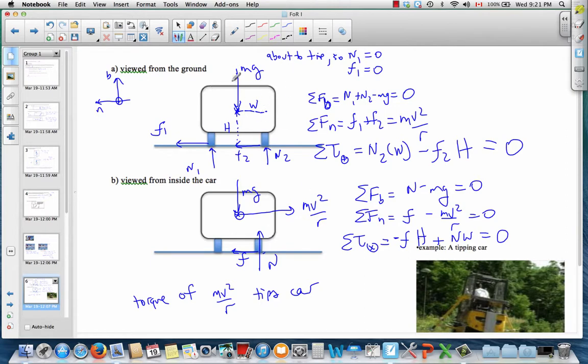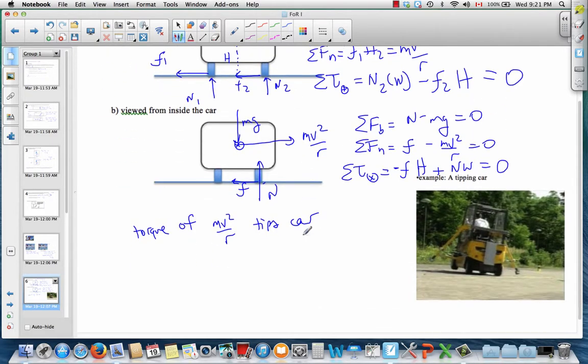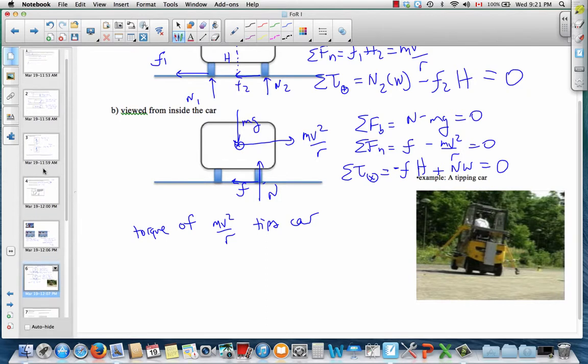Now, really, when you're viewed from the ground, what actually happens from your point of view is different. You see the large friction force on the tires causing the car to rotate in this direction, and that's what tips it over. So in the accelerated reference frame, you say, hey, mv squared over r acting at the center of mass is making me rotate this way. In the inertial frame of reference, you say the large force of friction on the tires is creating a torque about the center of mass in that direction. Both of these descriptions are valid.